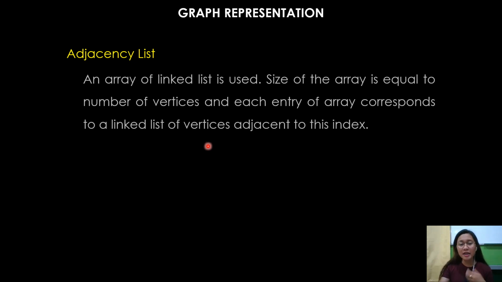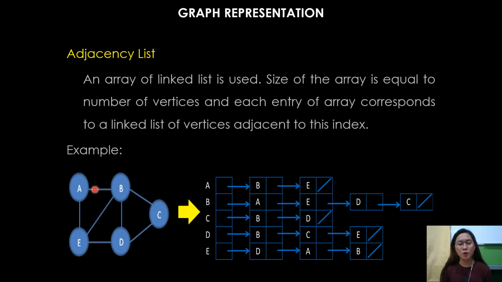So let's take an example. We have here an undirected graph with 5 vertices: vertex A, vertex B, vertex C, vertex D, and vertex E. And this graph is represented as an adjacency list like this. How does it work? We have here vertex A, vertex B, vertex C, vertex D, and vertex E.